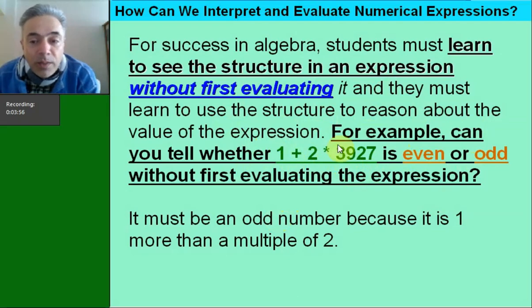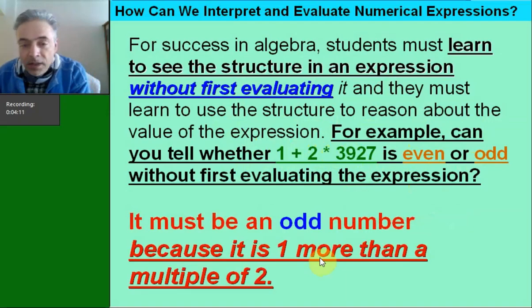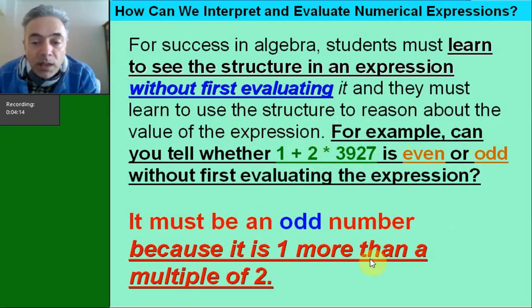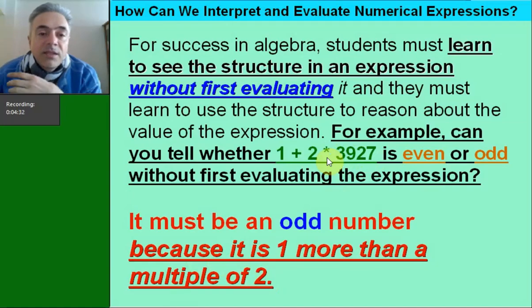So without knowing the actual number that results from evaluating this expression, I can tell you that it is going to be an odd number, because it is 1 more than a multiple of 2. This is my reasoning. It comes from my understanding of the structure, not because I knew what number would result. So students must have very good knowledge to understand this without having to evaluate the expression.